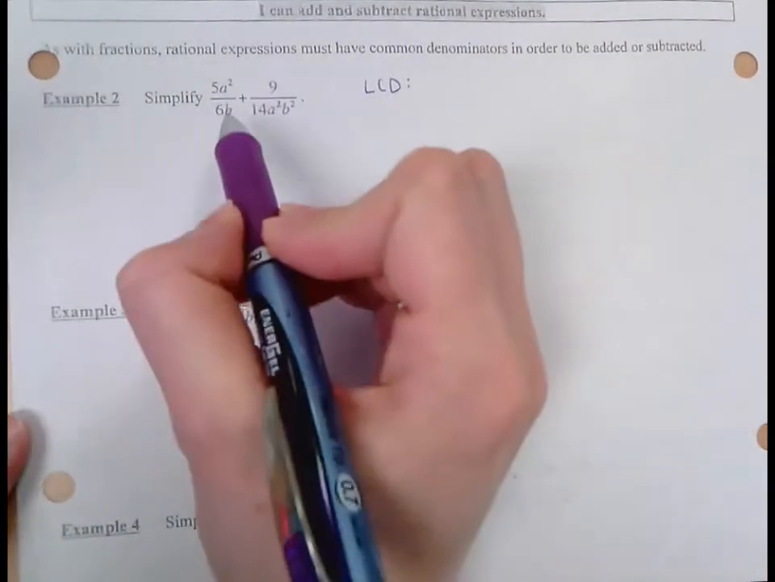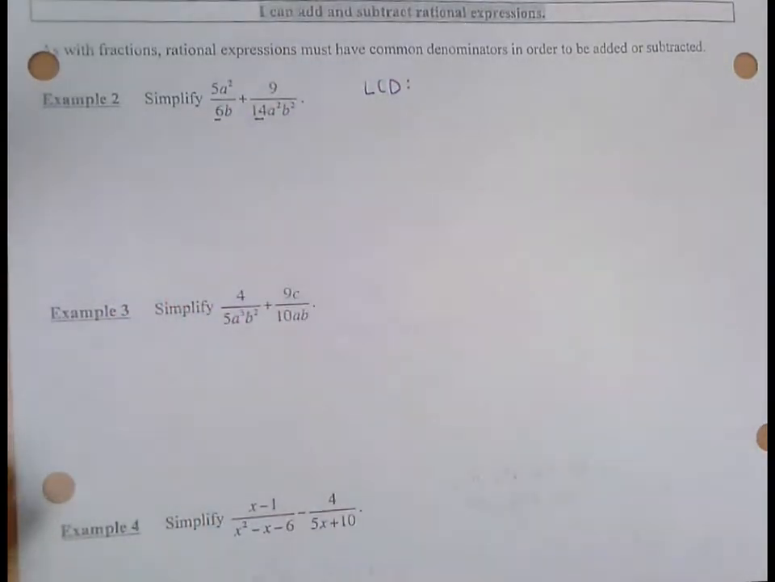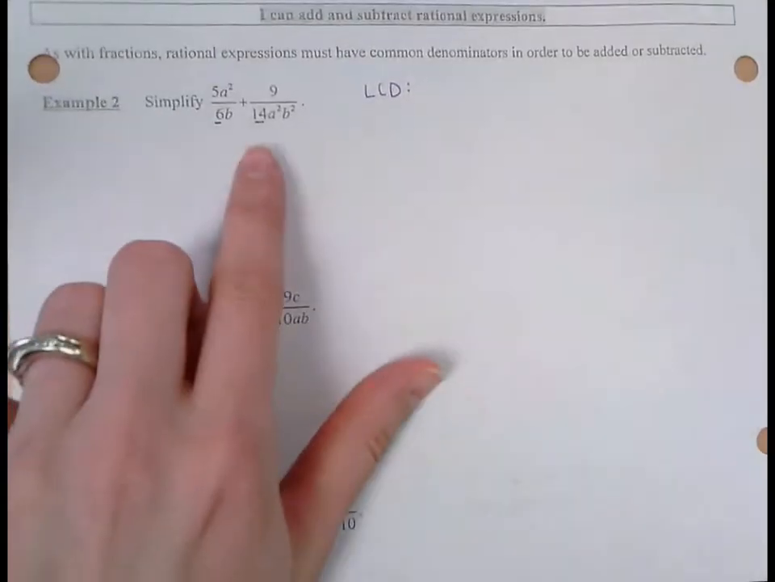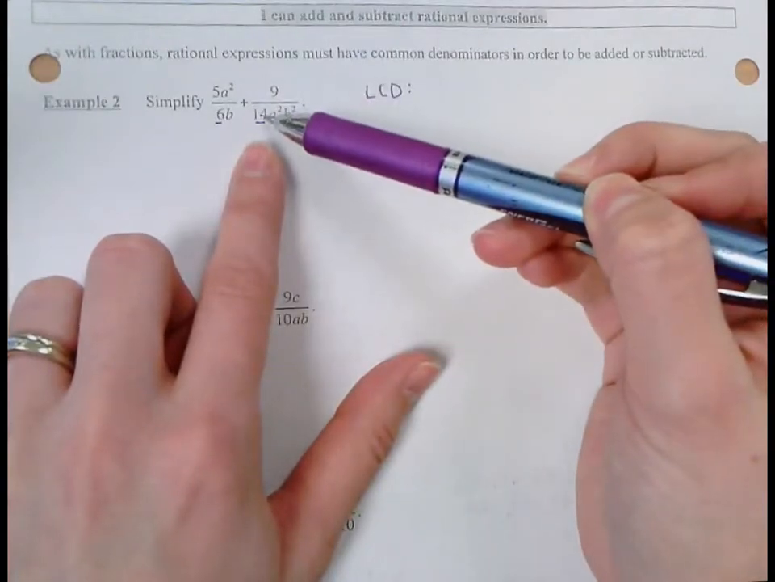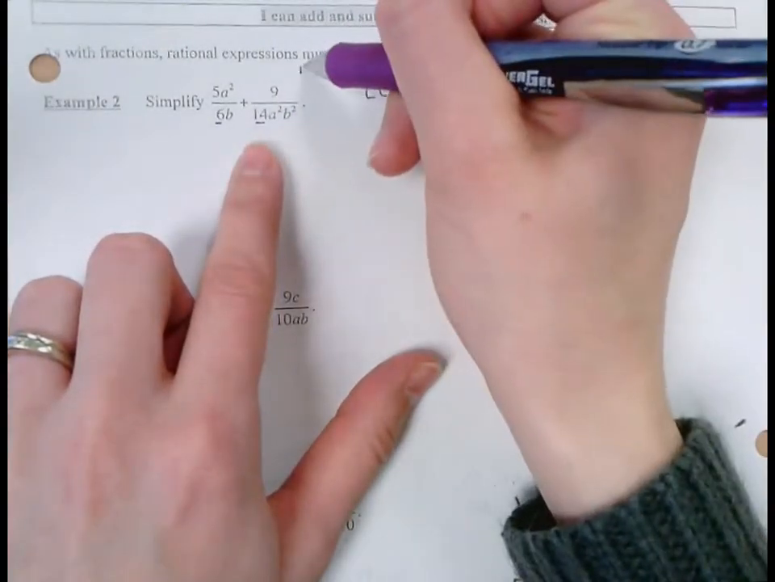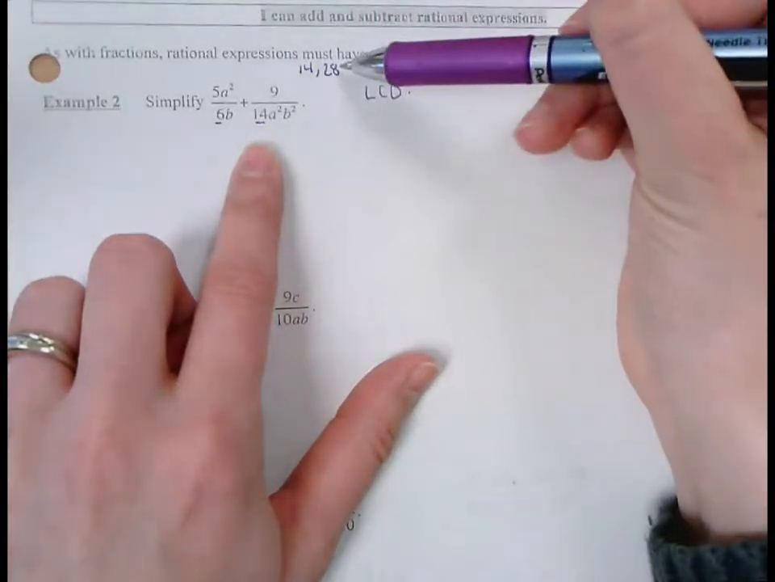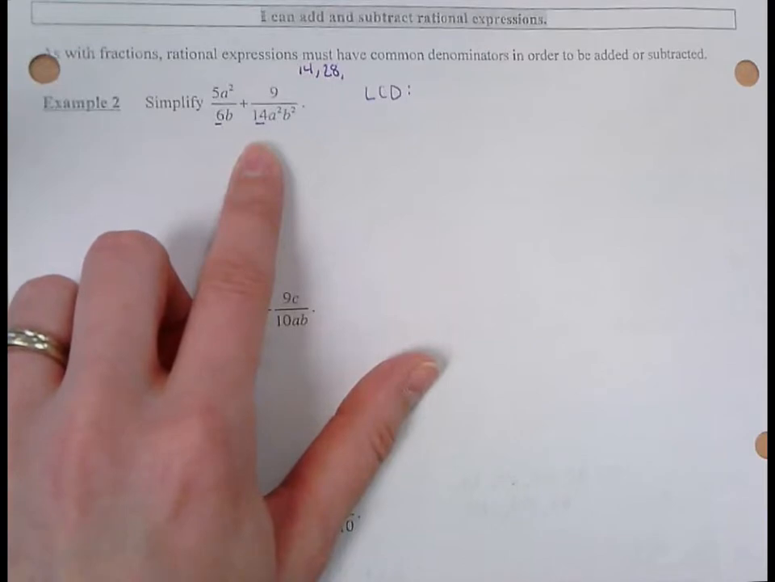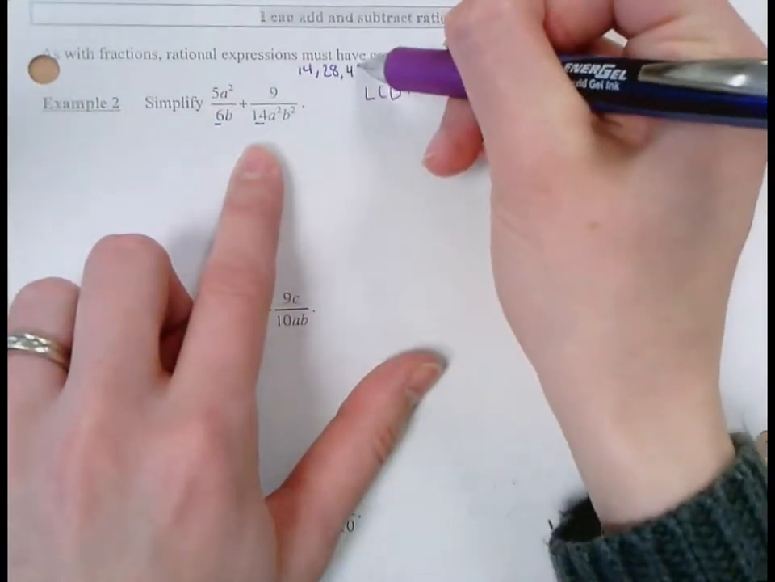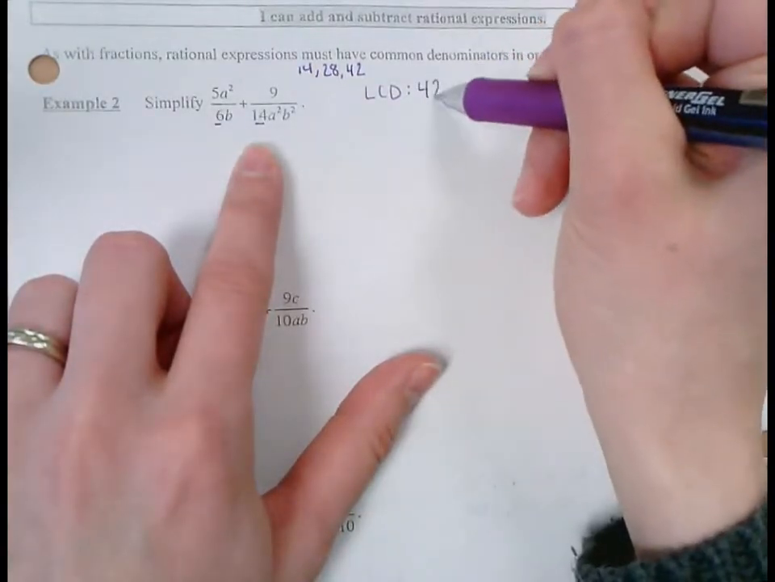So first of all, I have a 6 and a 14 for coefficients. I know 6 doesn't go into 14, so I want to find the least common multiple. If I list multiples of 14, I have 14, and then 14 times 2 is 28. But 6 doesn't go into 28. 14 times 3 is 42. 6 goes into 42, so 42 is going to be part of my least common denominator.